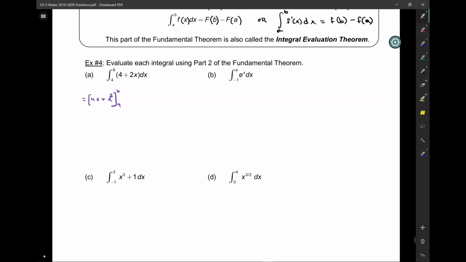I thought you would do e to the u equals, since 4 plus 2x is also the first. No, you do it term by term by term. This is the first property: if you have the integral of f plus g, it's the integral of f plus the integral of g. When you plug the 6 in there, you get 24 plus 36, minus, when you plug the 4 in there, 16 plus 16. So altogether, it's 28.